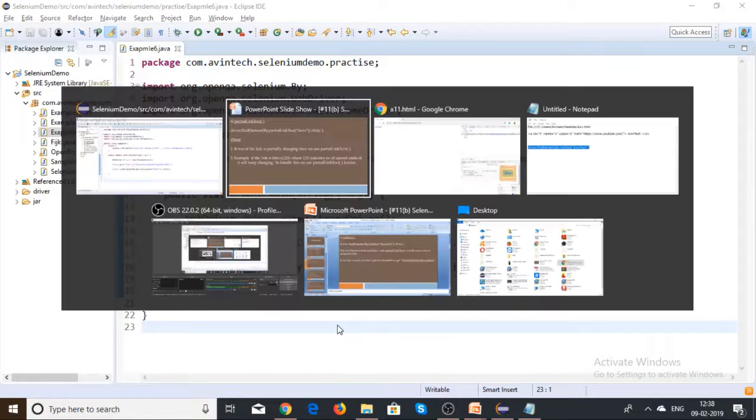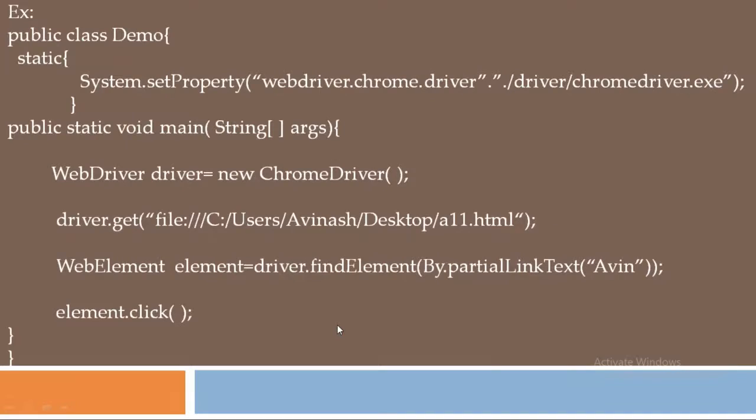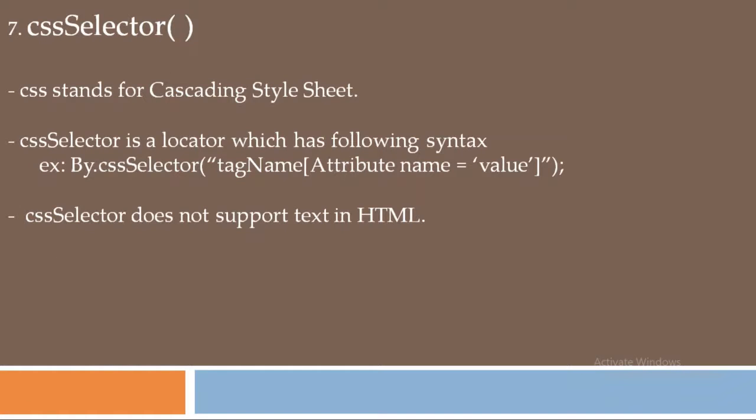Now we go for the next locator, that is CSS locator. CSS stands for cascading style sheet. In HTML we have seen the CSS will be used for style purposes. I mean to say, if you want to design a page with a different color, then you have to go for CSS selector. And if you want to have good font styles, if you want to change the font style and all, then you have to go for CSS selector.